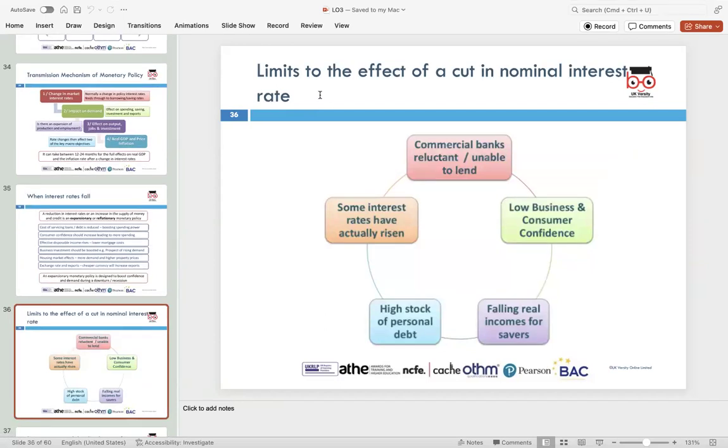Limits to the effect of a cut in normal interest rates. Commercial banks, low business and consumer confidence, falling real income for savers, high stock of personal debts, or some interest rates have actually risen. So commercial banks are unwilling or unable to lend money. So there is uncertainty among both customers and businesses, falling actual earnings for savers, and interest rates have actually increased in some cases, with a substantial amount of personal debt.